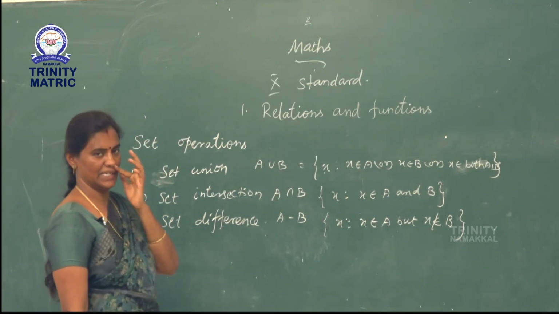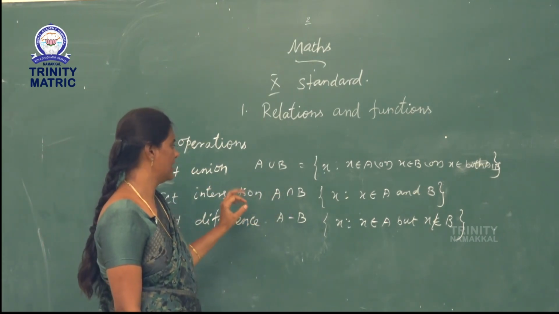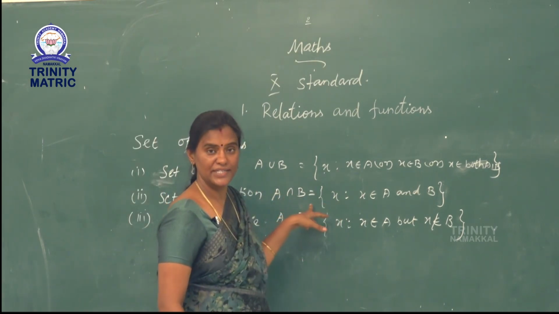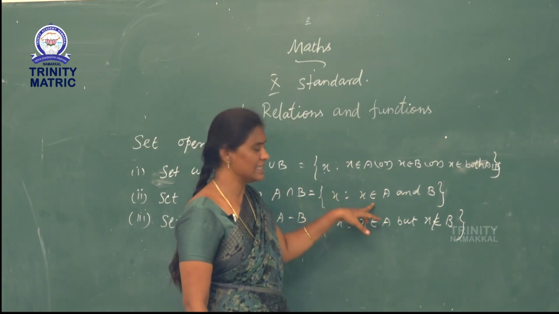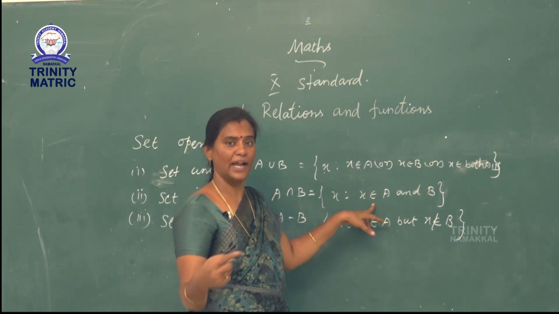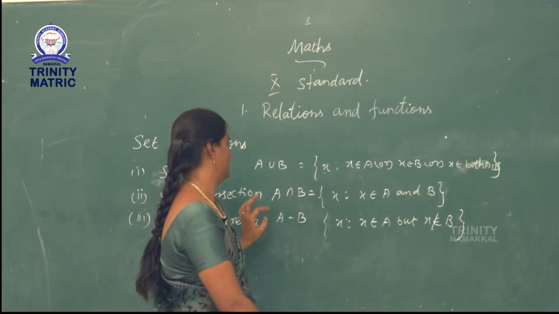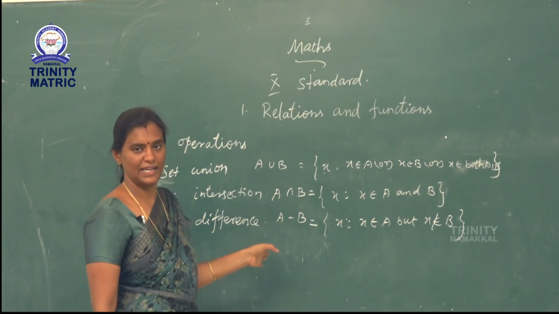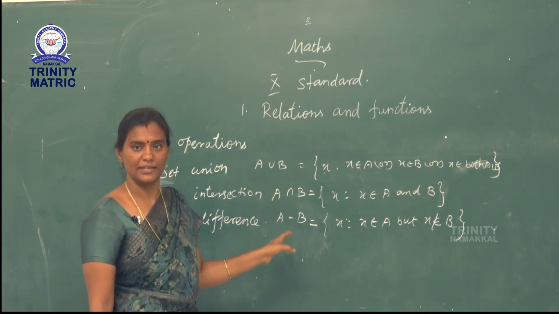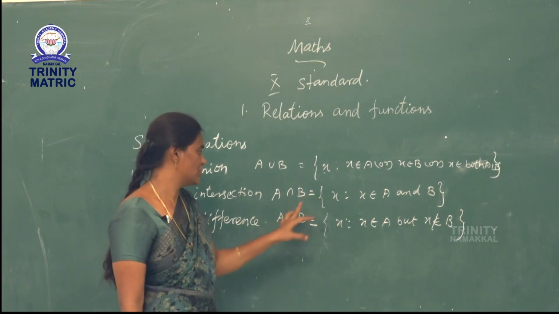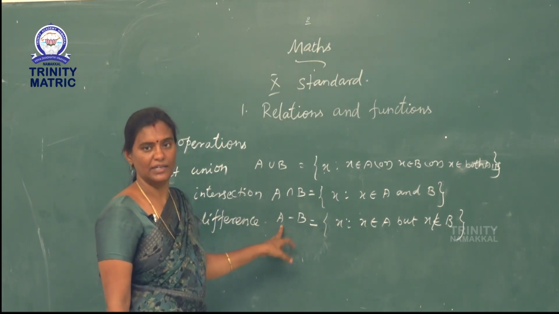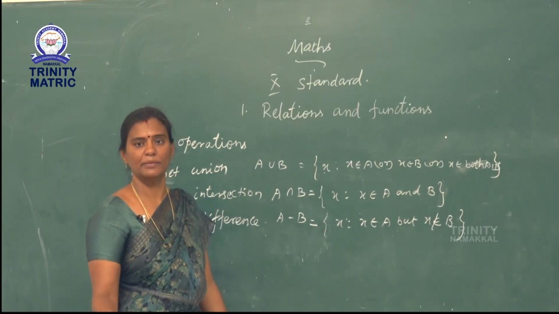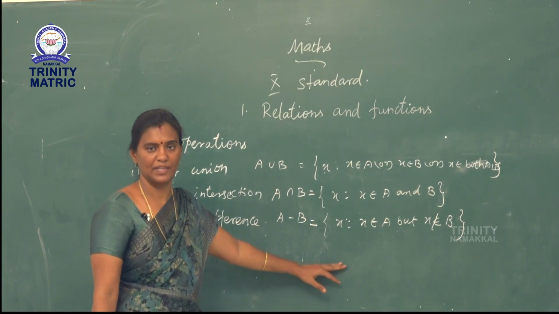Next, set intersection. Here A intersection B, where A and B are two non-empty sets. The elements in A intersection B are the elements in both A and B. Then next, set difference. A difference B, where A and B are two sets. The elements in A difference B should belong to A and not belong to B. A difference B means the elements only in A, not in B. This is A difference B.